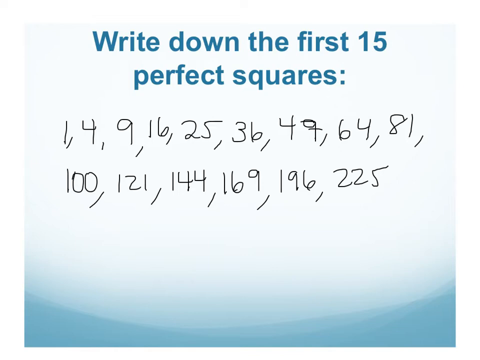You should have these memorized. Normally when we're going to be simplifying radicals, you will not be permitted a calculator. So you need to memorize these 15 perfect squares. Remember, at any point in the video, if I'm going too fast, you can pause or you can rewind.